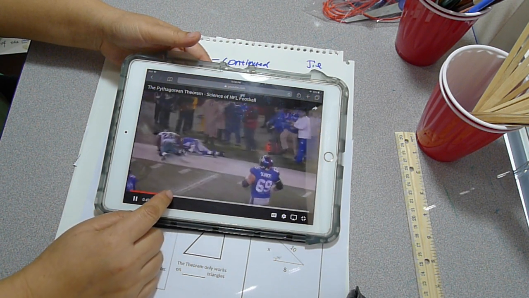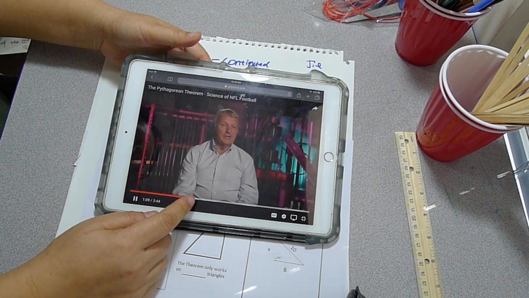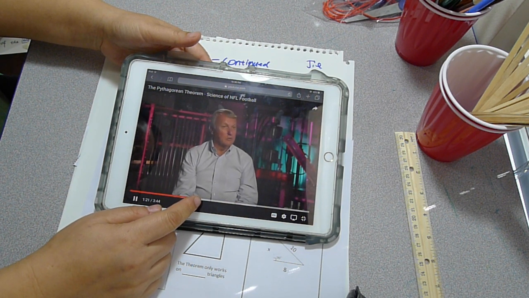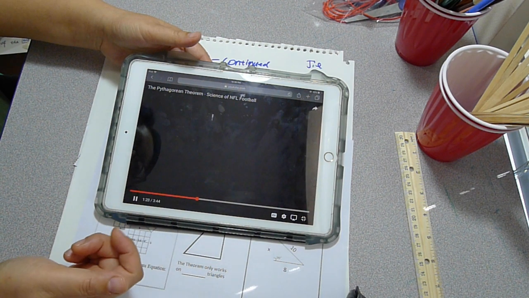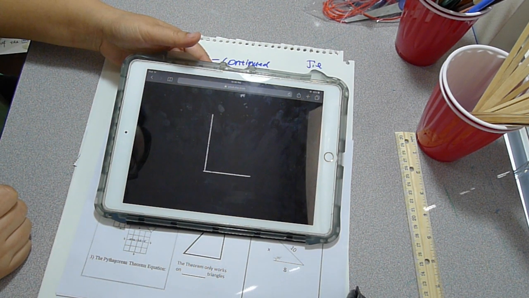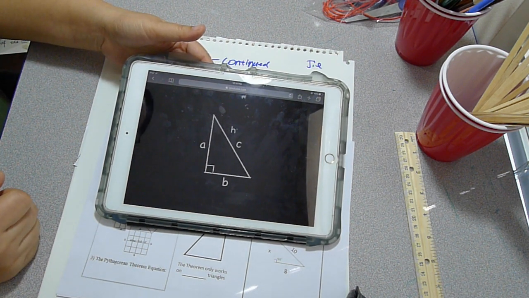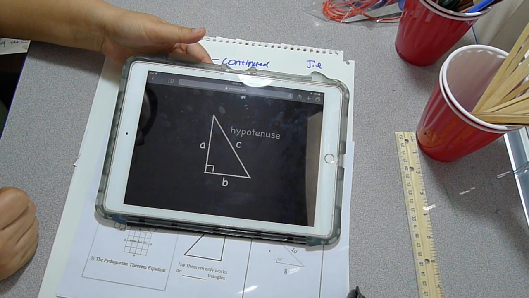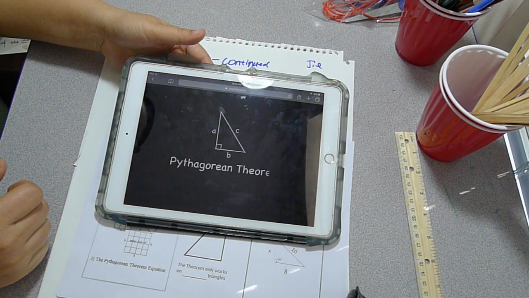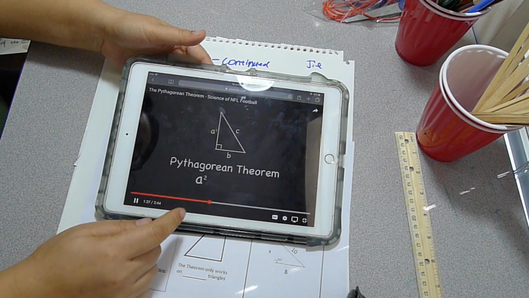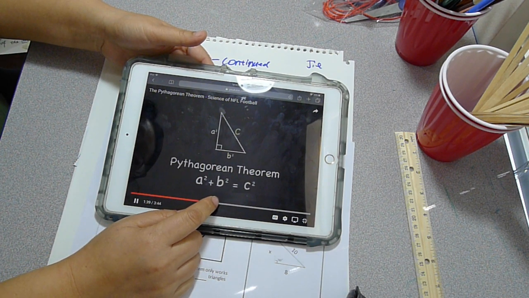In order to save time, I'll just quickly go over what is called a right triangle. On a right triangle, the two adjacent sides, A and B, are called the legs. The longer side, opposite the right angle, C, is called the hypotenuse. The Pythagorean theorem simply states a squared plus b squared equals c squared.